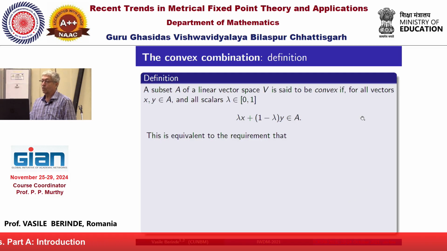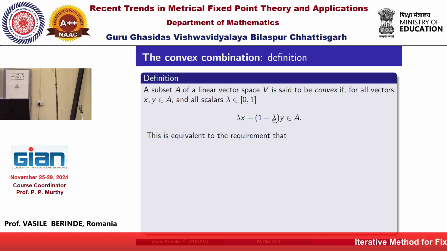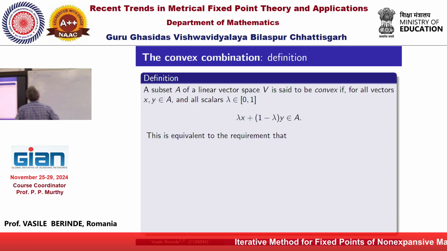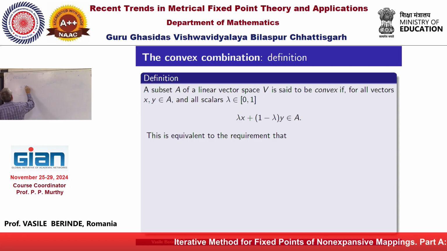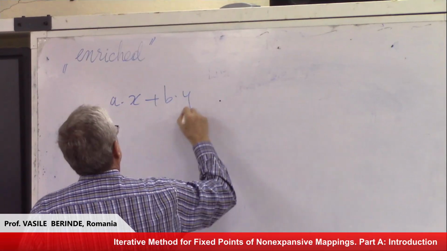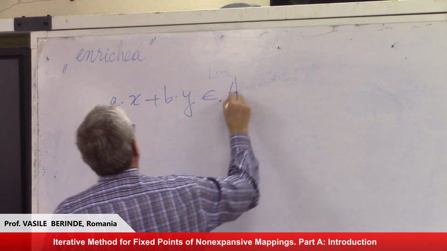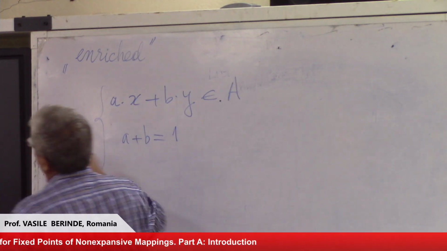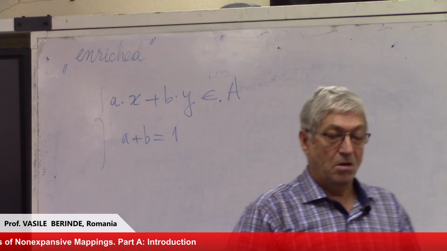So this convex combination means that the sum of these two coefficients is 1. In general, we write it as ax plus by, and a plus b equals 1. This is the convex combination.